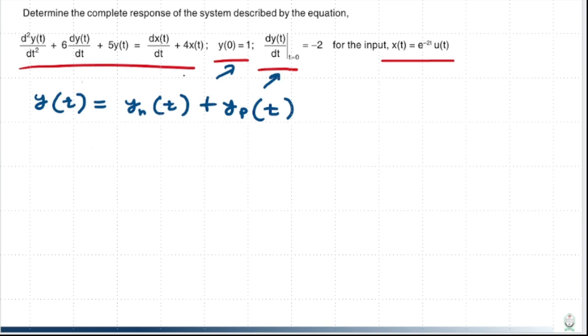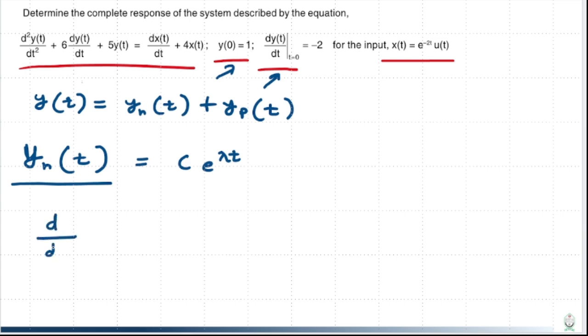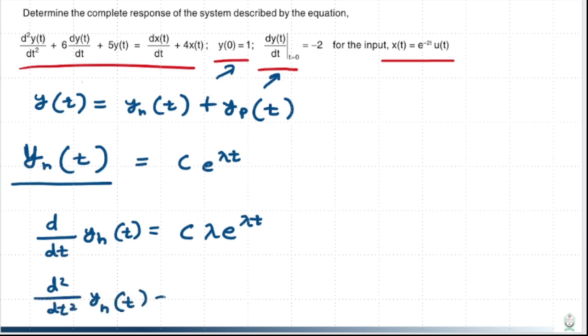At the very beginning, we can see the equation is given, and we will start with the homogeneous solution part. To calculate the homogeneous solution, we have to assume one solution. The format of the assumed solution is C e to the power lambda t. So for the homogeneous solution, we have assumed that the solution will be C e to the power lambda t. The first derivative of the homogeneous solution will be C lambda e to the power lambda t, and the double derivative of the assumed solution will be C lambda square e to the power lambda t.